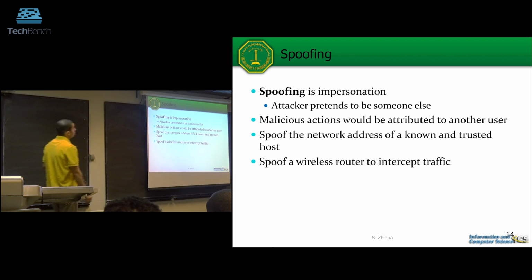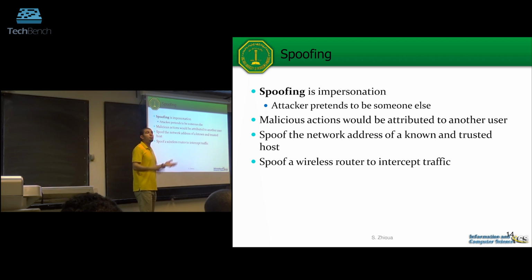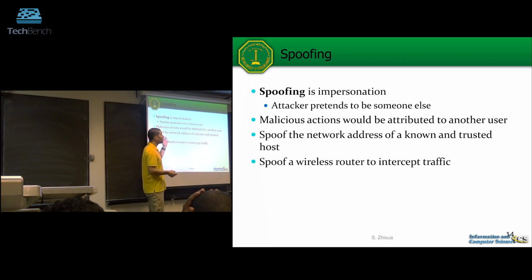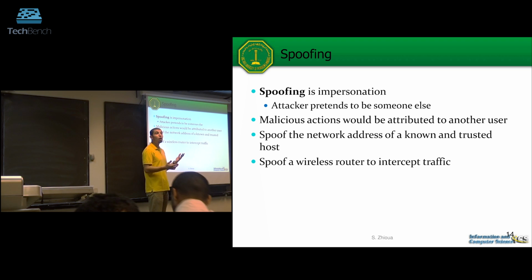Spoofing. Spoofing is basically impersonation. If you send a packet and the receiver wants to know your identity, he will check the source IP address inside the packet. Spoofing consists in changing that source address, basically to hide your identity. You do something and make it appear as if somebody else did it. So the attacker pretends to be someone else, and the malicious action will be attributed to another user.